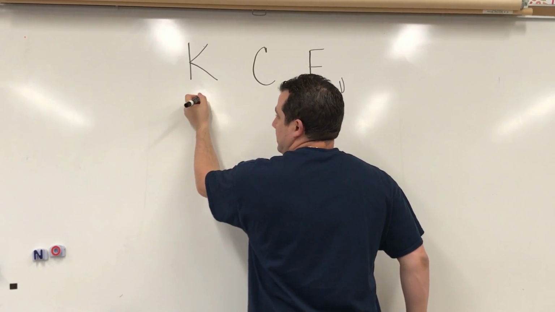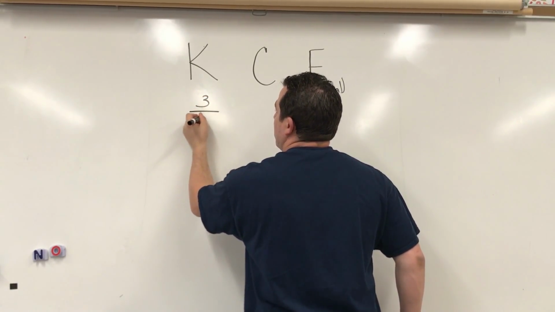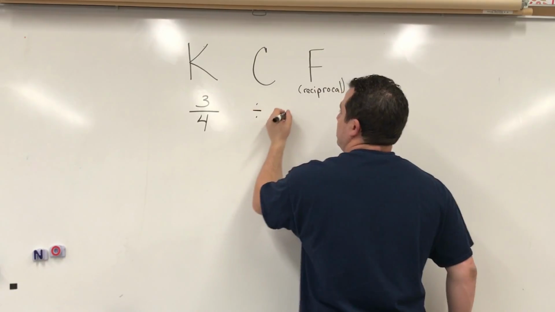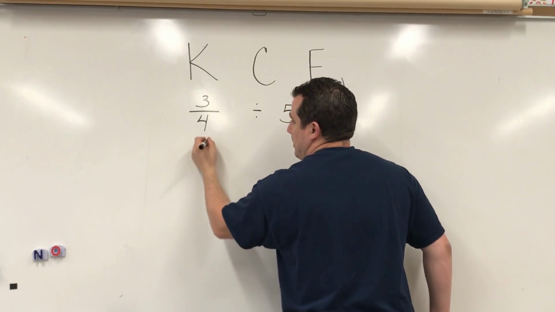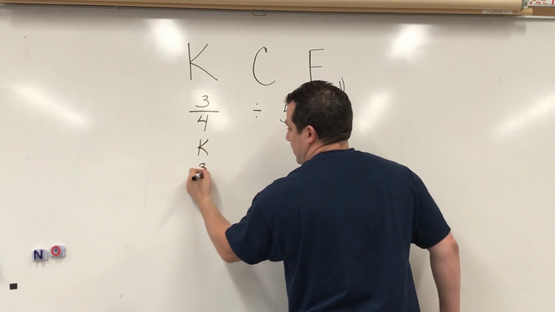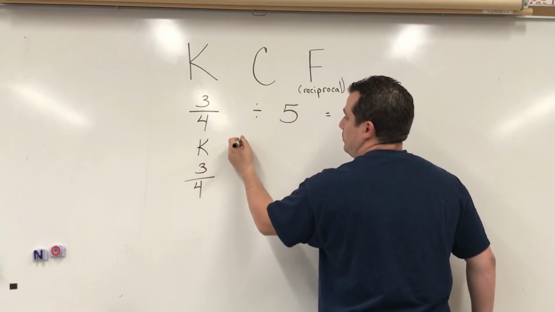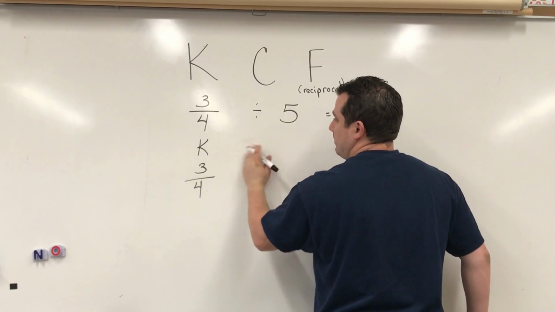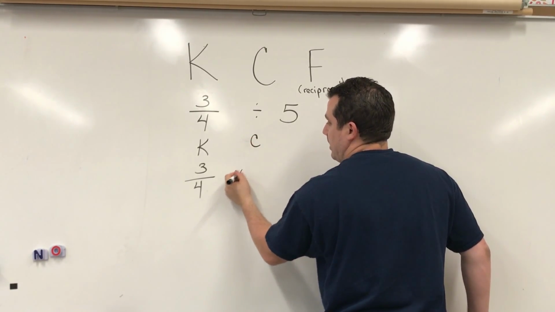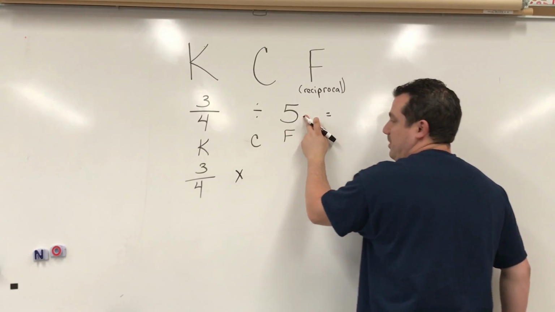So if we did 3/4 divided by 5, you're going to keep the first fraction the same, stays 3/4. Change your division to multiplication. And then you're going to flip the 5.